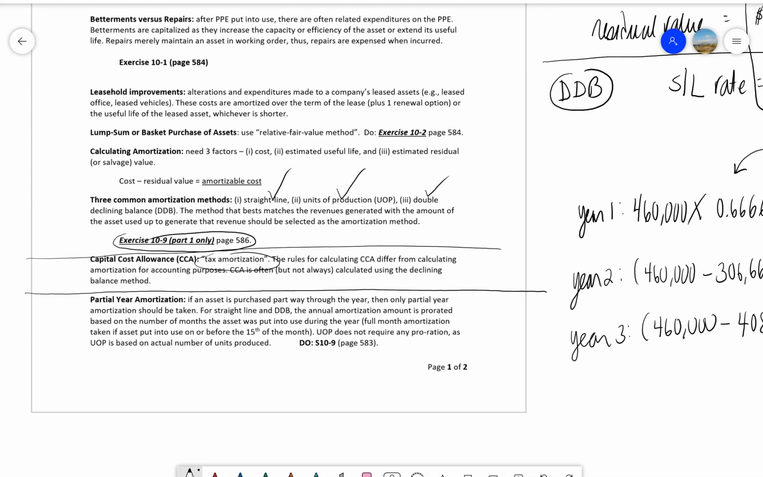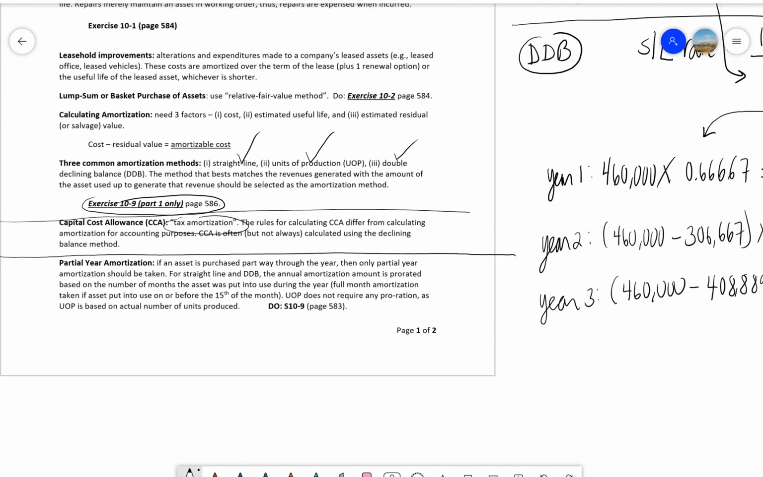Now, the last topic on page 1 is, what if you buy an asset partway through the year? How much amortization should you take? Well, you have to prorate it. And this only applies to straight line and double declining balance, because for units of production, you're actually going to measure the amortization based on the actual units you produce.